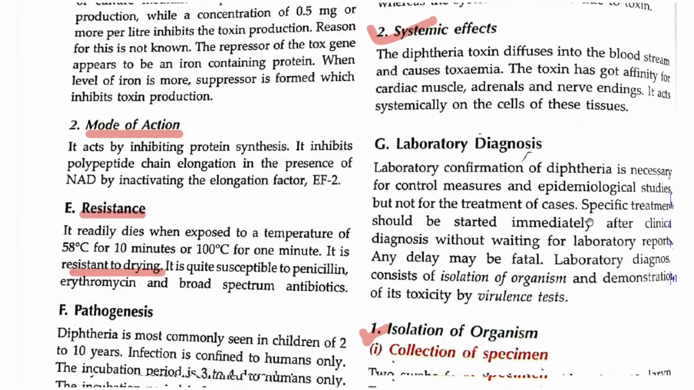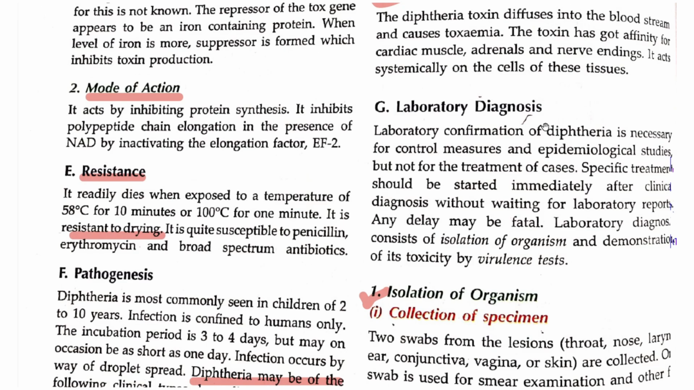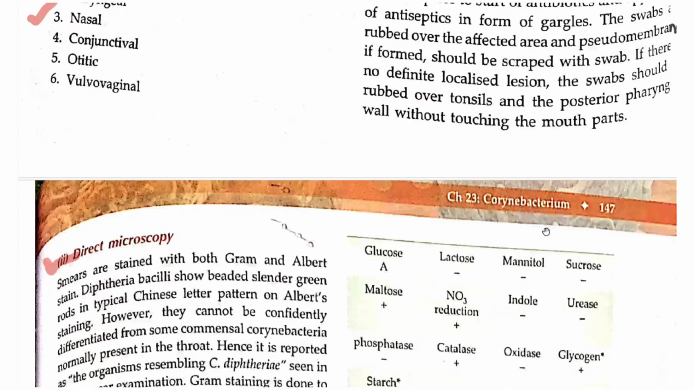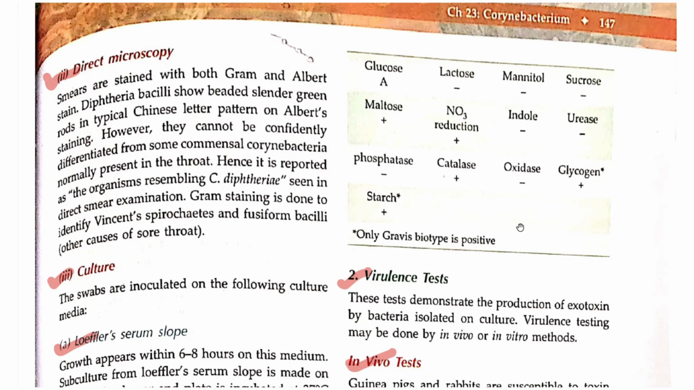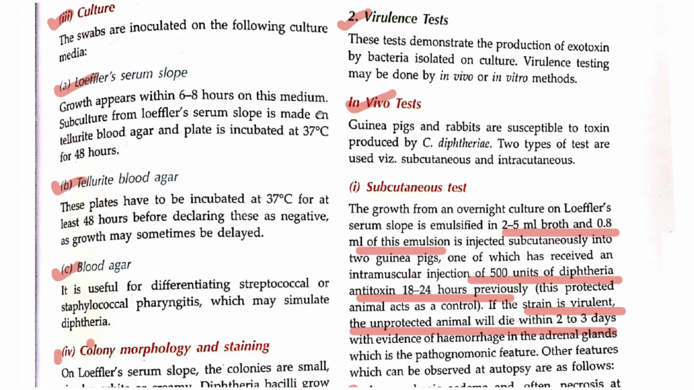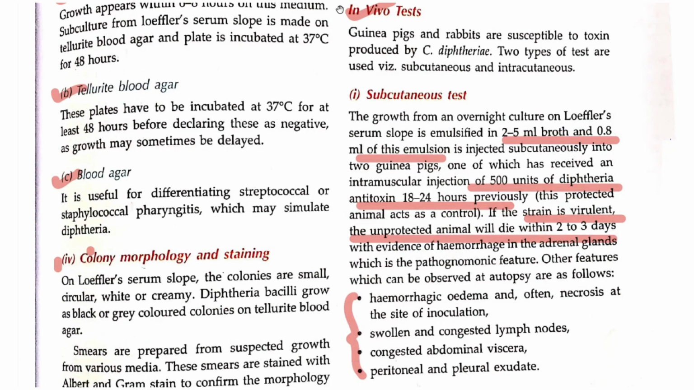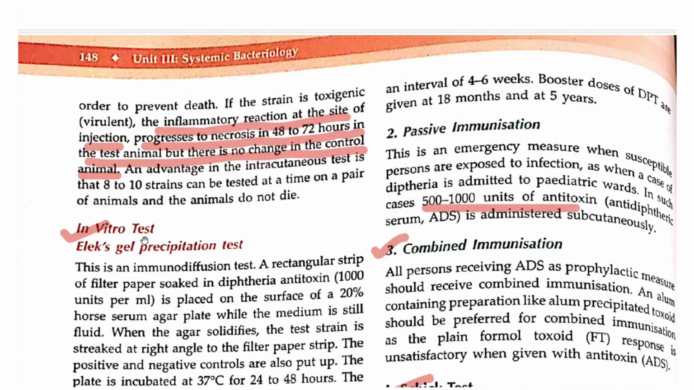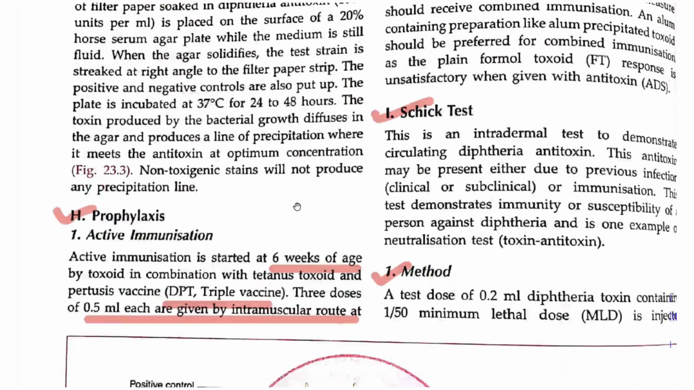Then we move on to the laboratory diagnosis, that is done first by isolation of the organism, that is you collect the specimen, view it under direct microscopy and again write the different types of culture media. Next is the in vivo and the in vitro test. The in vivo test again consists of the subcutaneous test and the intracutaneous test, and your in vitro is your Elek gel precipitation test. Kindly draw the diagram in case of the Elek gel precipitation test.